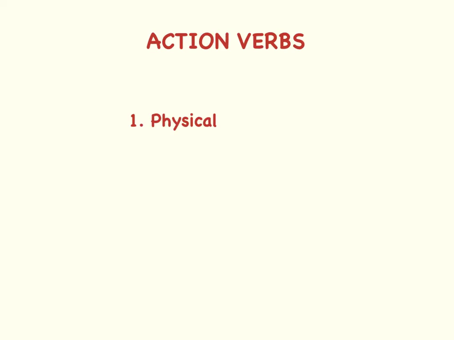Alright, if you answered physical and mental, you're correct. Physical verbs are things that someone can physically do. And we'll talk about some examples in just a moment. Mental action verbs are verbs, or actions, that people can do with their brains or with their heads.